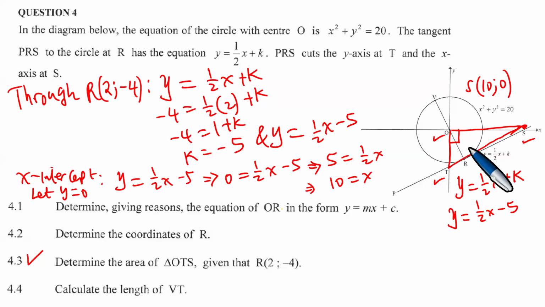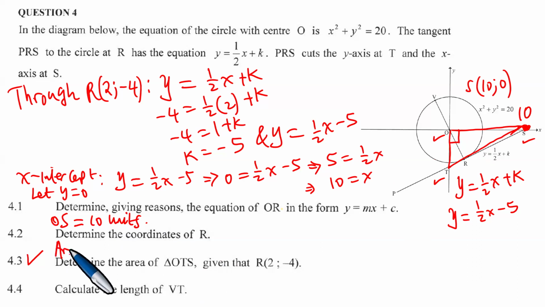Goodbye. Right, so we continue right now to analyze these questions, to look at what we can do better. We know that this is 10 for x. It is exactly 10. It is telling us in a nutshell that OS, this is O and that is S here, OS is 10 units. So then we want to find the area of triangle OTS.